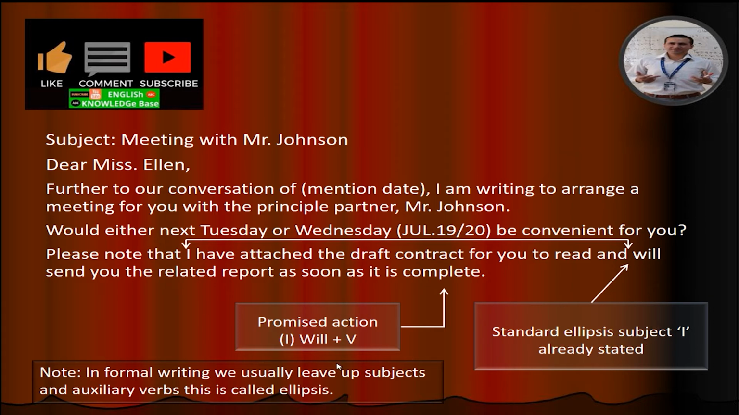And what is ellipsis? Here we have the note. In formal writing, we usually leave out subjects and auxiliary verbs. This is called ellipsis. Here we have the I, and here there is no need to use it again and again. That's why it carries the same meaning. And here we have a promised action, will plus the verb. Here we have will send you, will plus the verb, and when, as soon as it is complete.